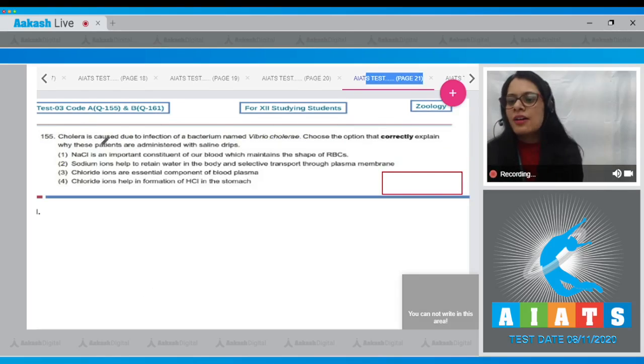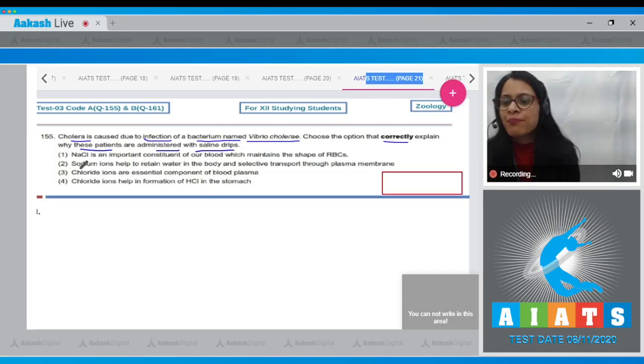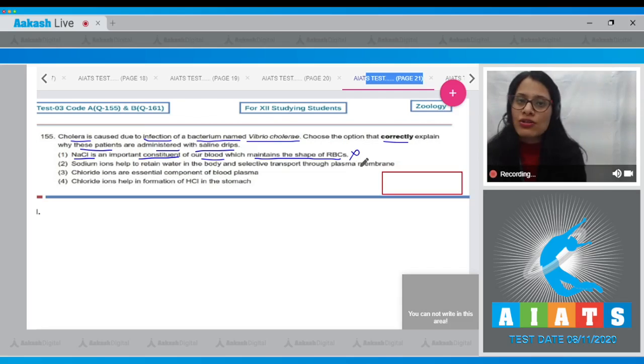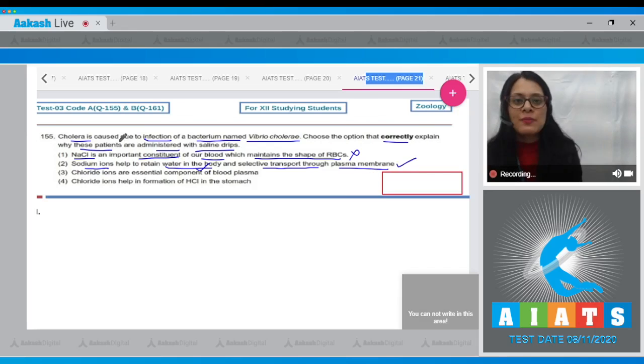Question number 155. Cholera is caused due to infection of a bacterium named Vibrio cholerae. Choose the option that correctly explains why these patients are administered with saline drips. The statements given are: NaCl is an important constituent of our blood which maintains the shape of RBCs. As it is not a correct explanation, this cannot be a correct answer. The next statement says sodium ions help to retain water in the body and selective transport through plasma membrane. And as it is a correct explanation why these cholera infected patients are administered with saline drip, this is a correct answer to our question.